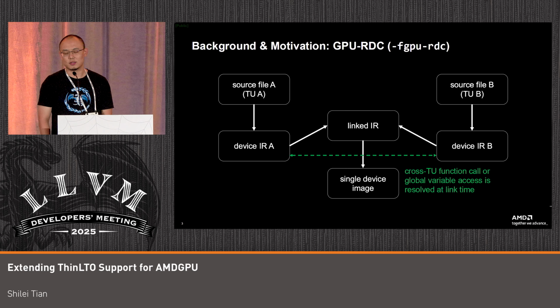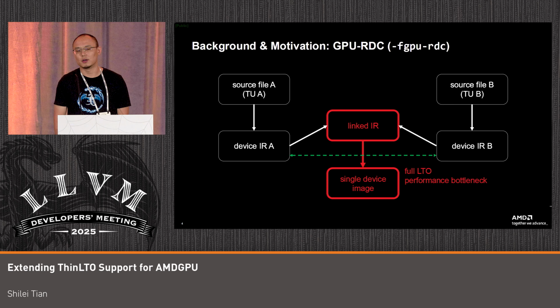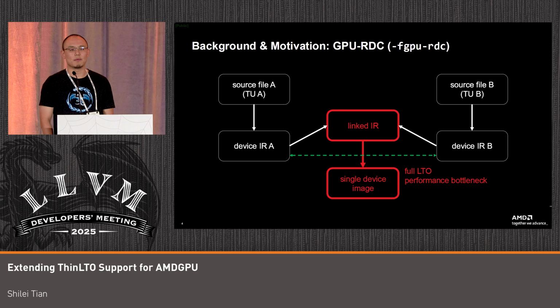But since it is full LTO, it also has the drawbacks of LTO. The single IR can easily become a performance bottleneck if it is very large, which can easily happen when there are so many source files. That is because the entire middle end and back end just run in serial, which is not ideal.